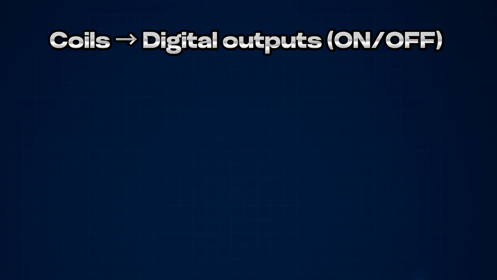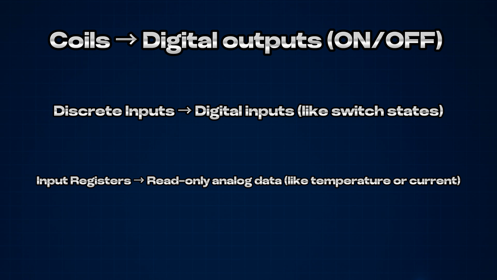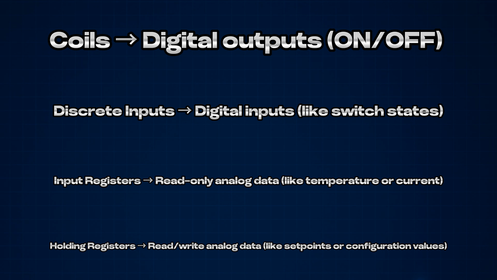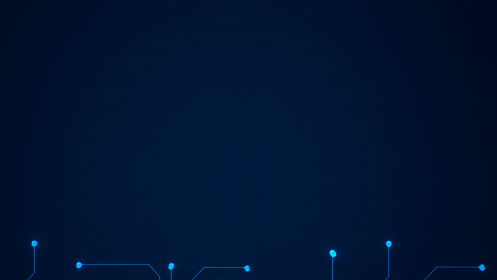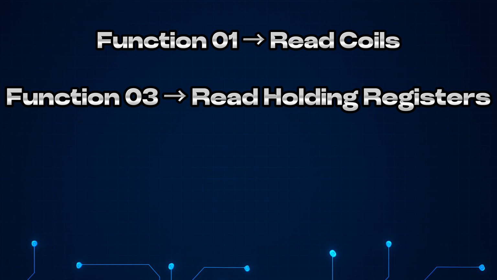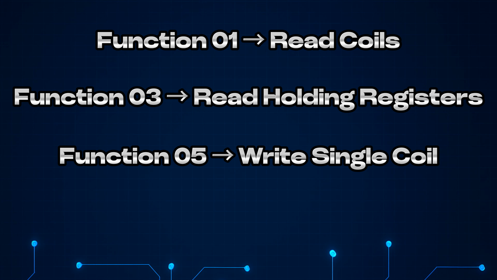Modbus also organizes the information into 4 data types: coils, discrete inputs, input registers, and holding registers. Each one has its own address range, and devices use function codes to read or write data. For example, function 1, function 3, function 5, and function 16. That's how Modbus keeps everything structured, reliable, and predictable no matter the device.